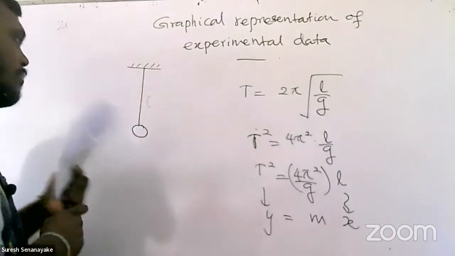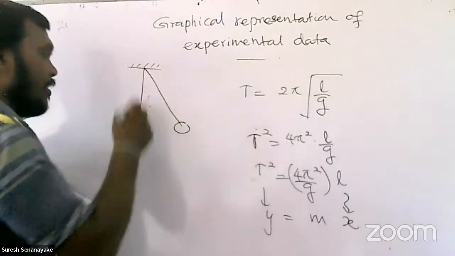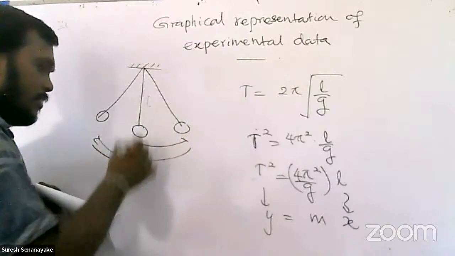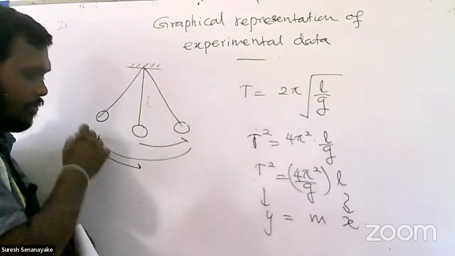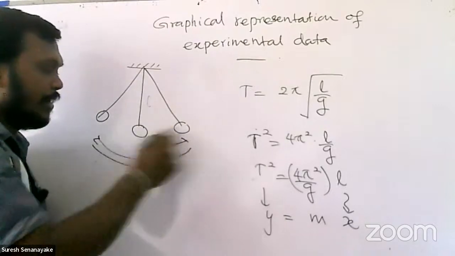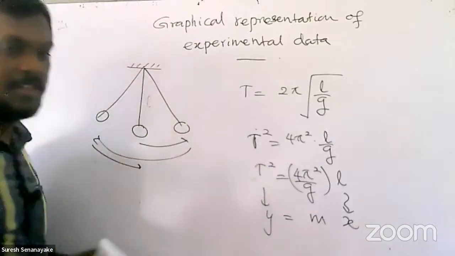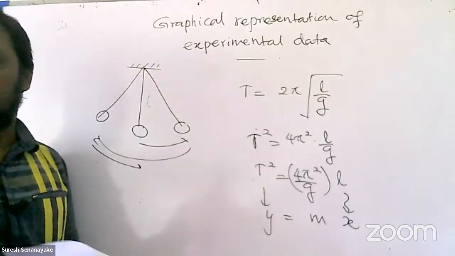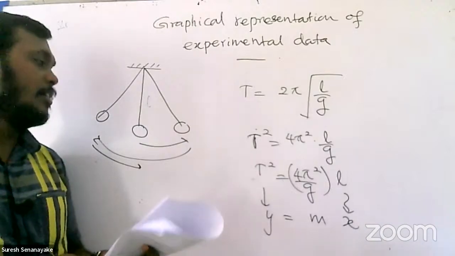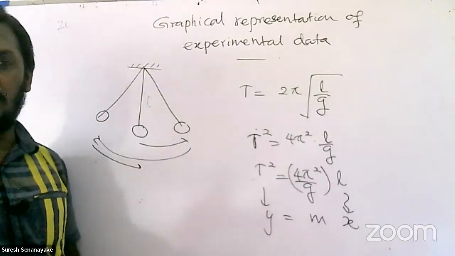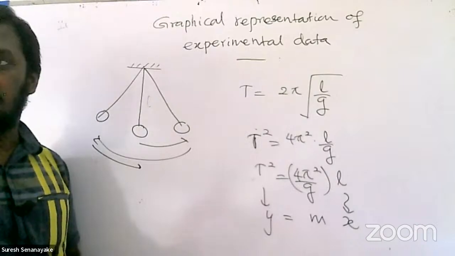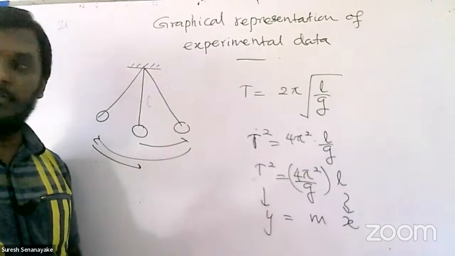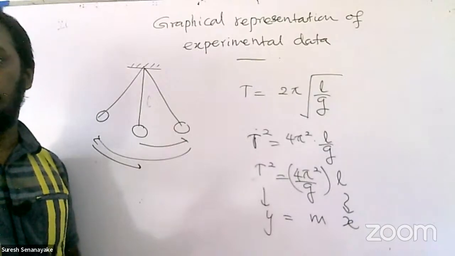One oscillation means the time period is the time taken to go to this side, go to this side, and come back to the initial position. That's called one cycle. The time taken for one cycle is T. Actually, when you measure one cycle, it takes a small time, so it's not practical to measure the time for one oscillation. So normally we take 50 oscillations, then the time is much more considerable. Then divide it by 50. That's the way we measure it.